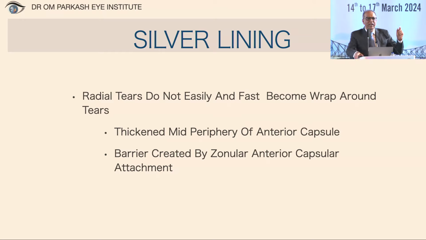But we have to realize that there's a silver lining in it. And what is the silver lining? Radial tears do not easily and fast become wraparound tears, because of the thickened mid-periphery of the anterior capsule and the barrier created by the zonular anterior capsular attachment. So unless you are really rough and do not follow the basic principles which I will tell, you are going to have a safe sailing.